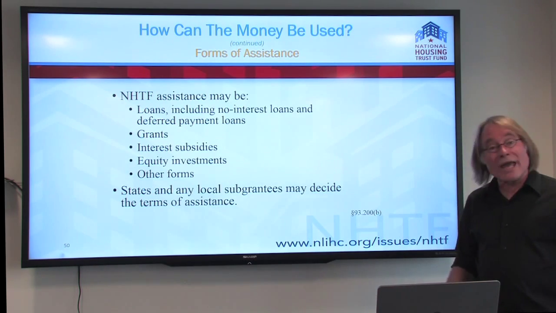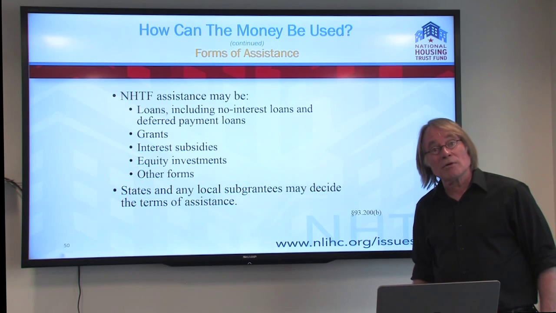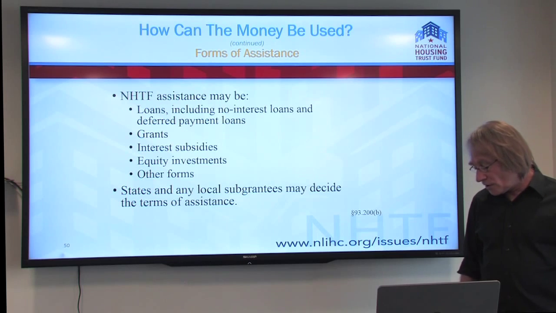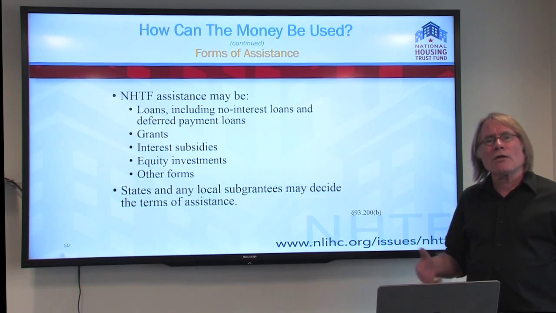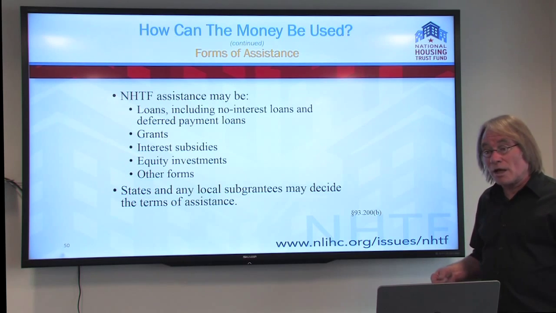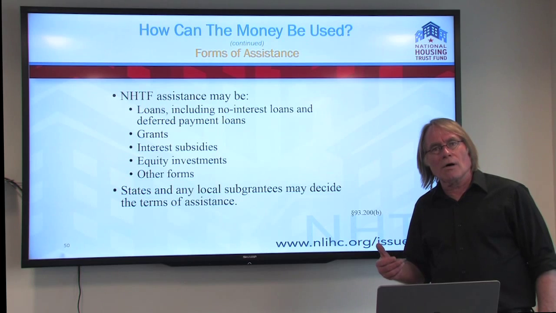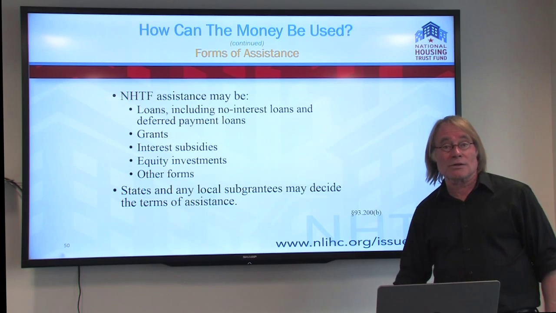The trust fund assistance can be used in the form of loans, including no interest loans and deferred payment loans. It could be grants, interest subsidies, equity investments, and other forms of investment that a grantee, a state or local subgrantee may come up with. And the terms of whatever loan or grant a state might come up with is up to the state or locality to decide.